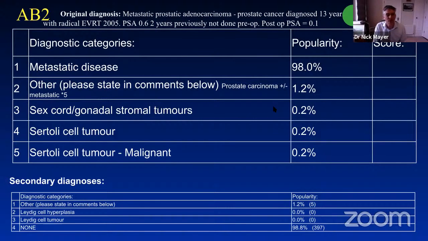Alternatively, we could merge 1 and 2 with full marks and give 3, 4, and 5 half marks, or if you're feeling mean, you could give 3, 4, and 5 0 marks. Or you may feel that this is not a good EQA case in terms of the drop down being quite limited by being a bit nebulous, just having metastatic disease.